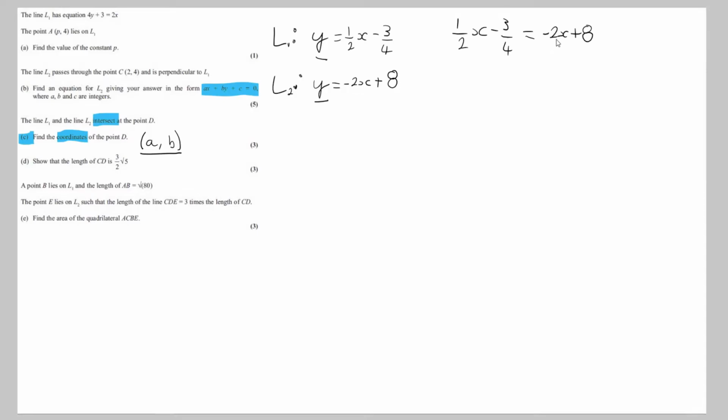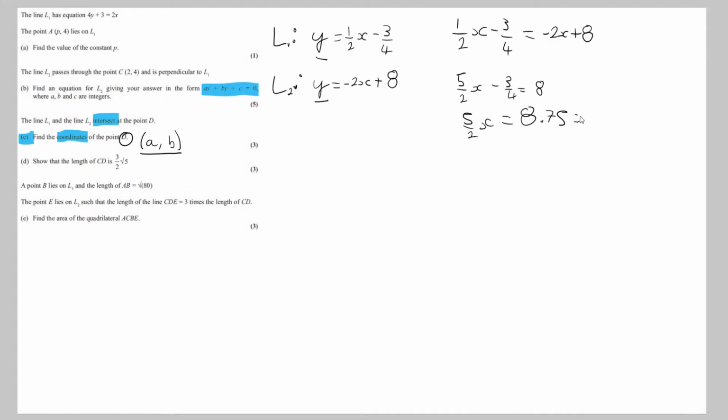So now I just want to rearrange so I can find the x coordinate of this point D, which is the intercept. Okay, so I'm just going to add 2x. 2x is also 4 over 2, so 5 over 2 x minus 3 over 4 is equal to 8. And then 5 over 2 x is equal to 8.75 if we want to do it in this form.